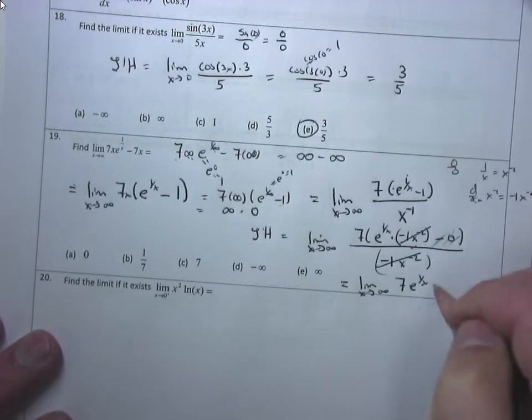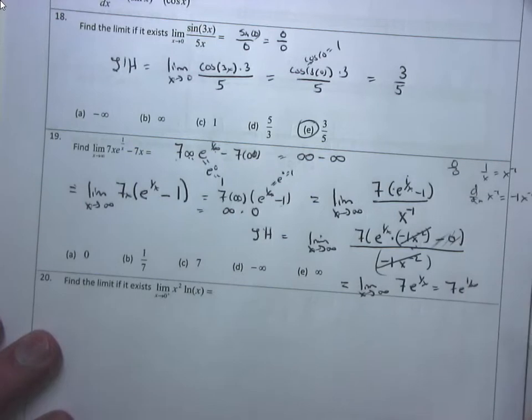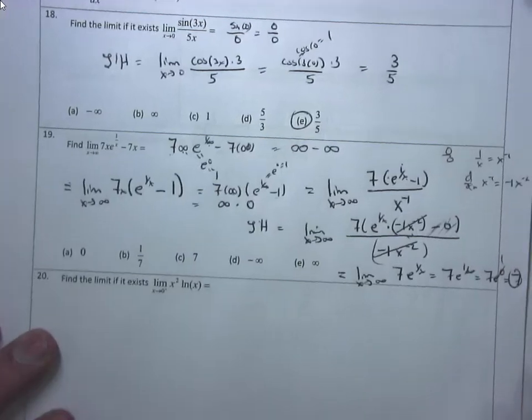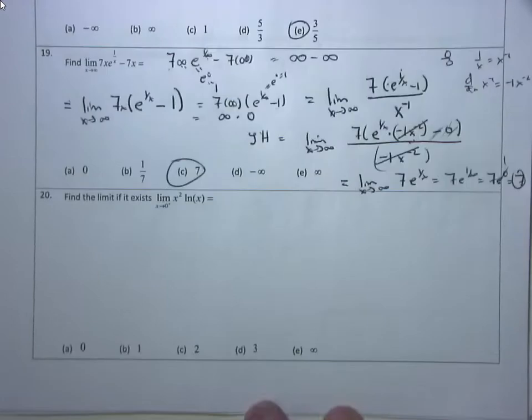And when I plug in infinity, this is 7e to the 1 over infinity. When I plug in infinity, I don't write limit anymore. 1 over infinity is 0, 7e to the 0, e to the 0 is 1, so the answer is 7. The answer is C, 7. Does that make sense? Try this one.